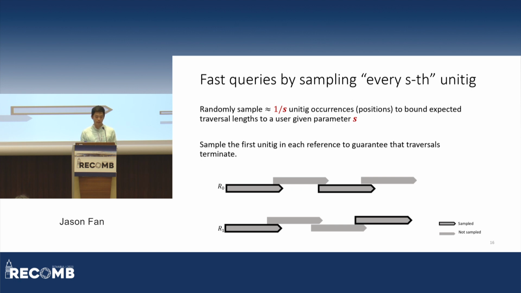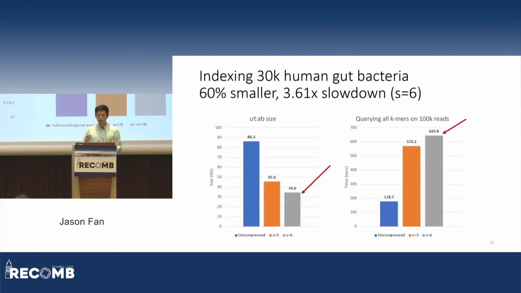our correctness. What's interesting is that when we run this on our data, when we index 30,000 bacteria that are representative of the human gut, when we set s equals to 6, we get a very palatable time-space trade-off. The table where we store unitig occurrences is 60% smaller, and when we build an index querying all the k-mers on 100,000 reads, we incur only a 3.66 slowdown.